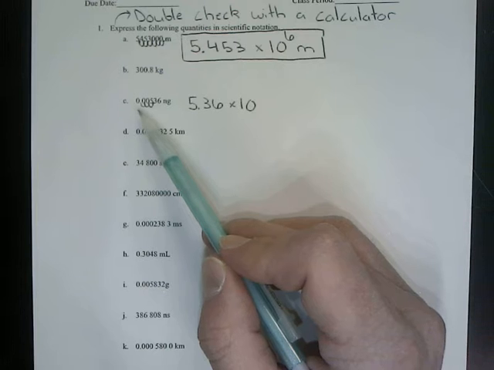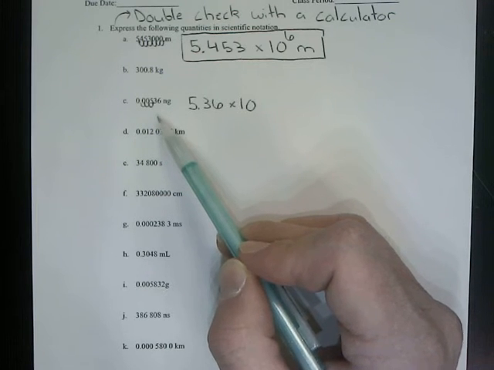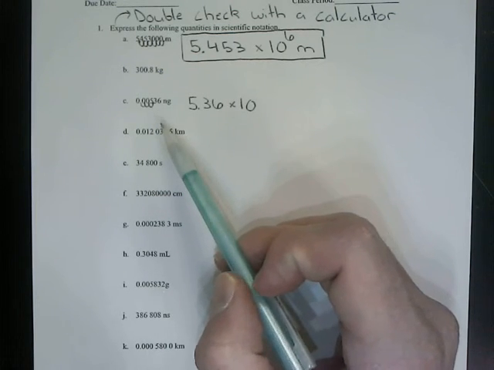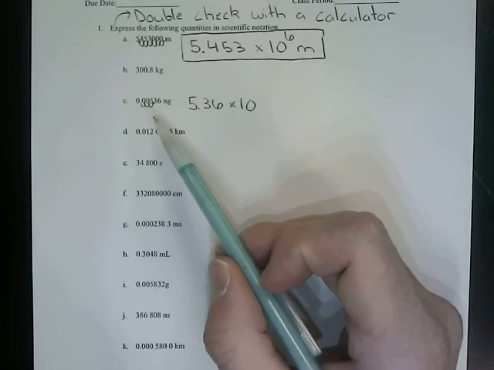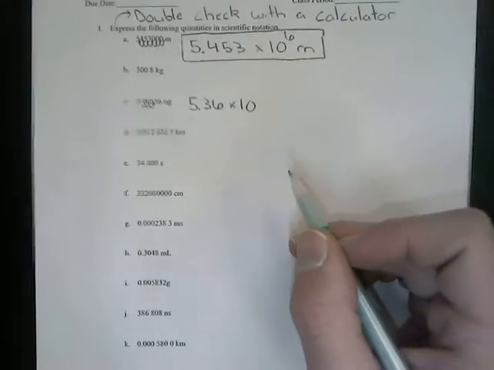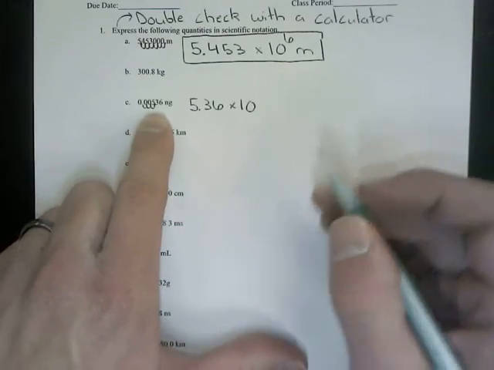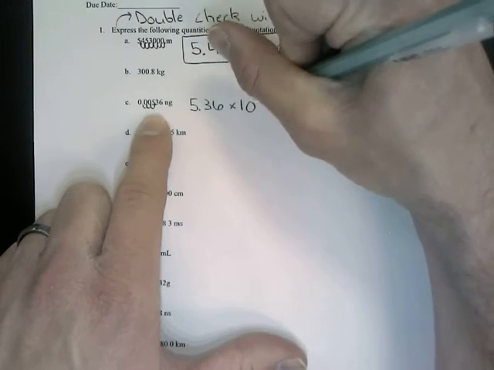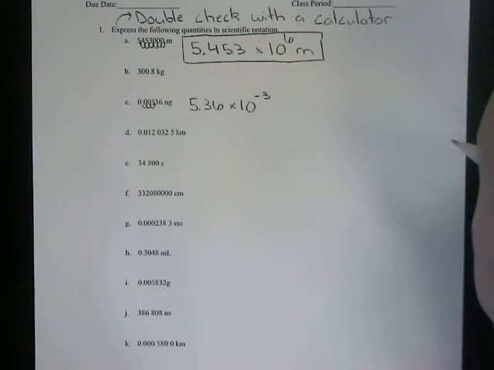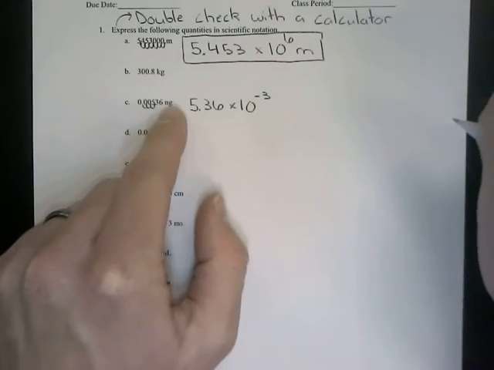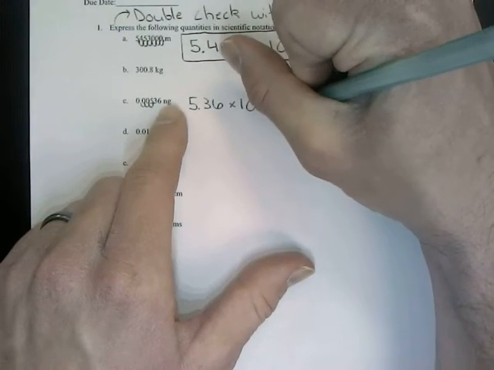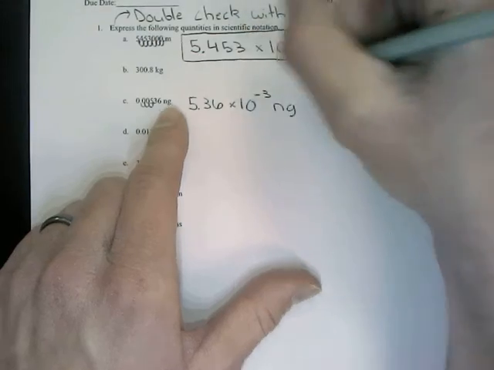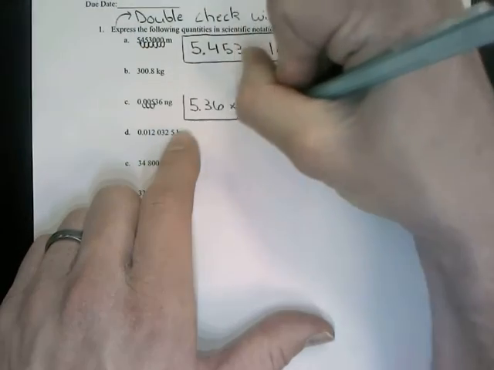But this time we moved the decimal to the right. So if you move the decimal to the right, the exponential power becomes negative. So we moved it 3. So this becomes times 10 to the negative 3 power, or times 10 to the negative 3rd power. And again, it's a measured quantity, so we have to put ng for nanograms. Now, that is our answer.